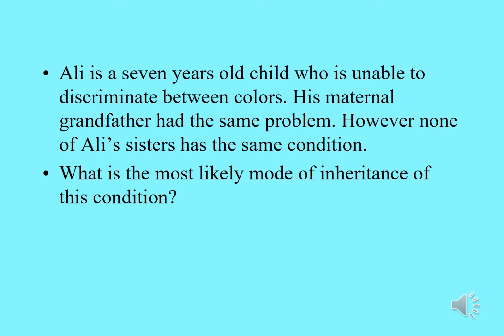Ali is a 7-year-old child who is unable to discriminate between colors. His maternal grandfather had the same problem. However, none of Ali's sisters has the same condition. What is the most likely mode of inheritance of this condition?